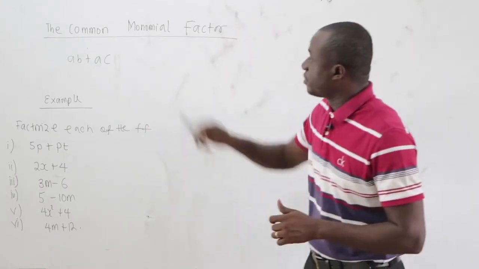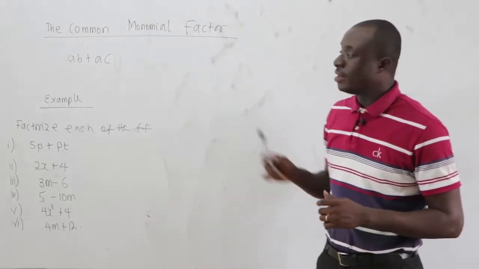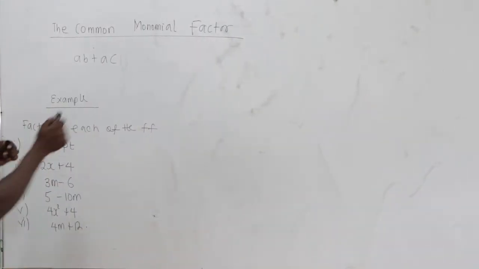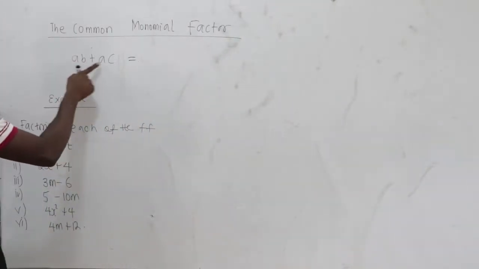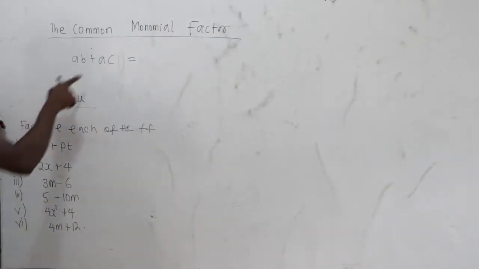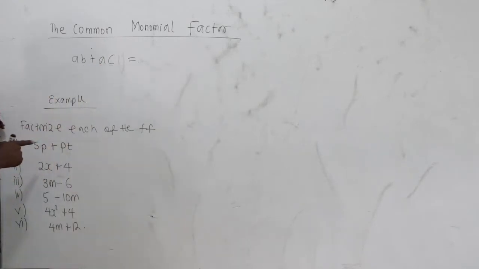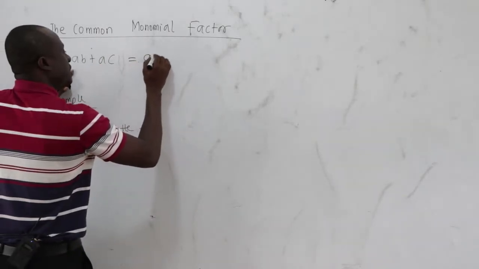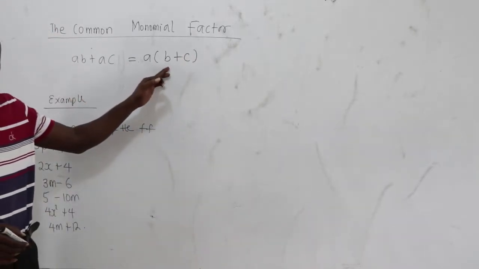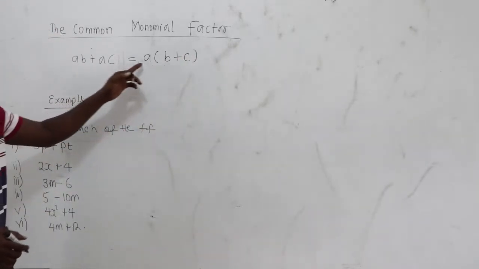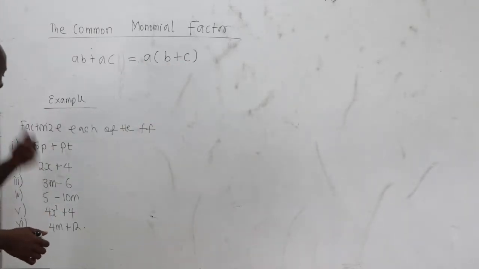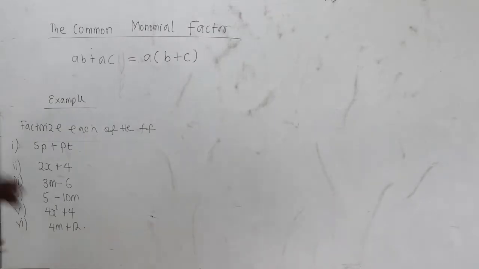Now in our first one, we'll consider the common monomial factor. That is, if you have AB plus AC, here we can see that A is a factor of AB, and A is a factor of AC. So here we can bring the factor out and have B plus C. And when we apply the distributive law, we are going to get AB and then AC. Now let's see an example.